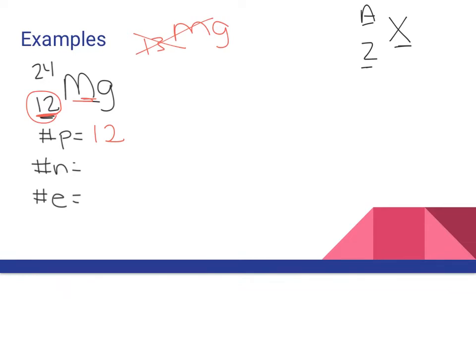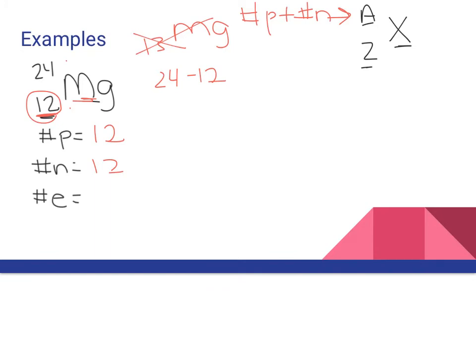To find the number of neutrons, remember this mass number up here is equal to the number of protons plus the number of neutrons. If I know that there are 12 protons and I have a total mass number of 24, I could take 24 minus 12, which gives me 12 neutrons. So this top number and the bottom number, subtracted from one another, will always give us the neutrons.